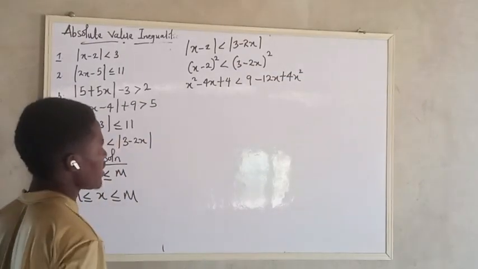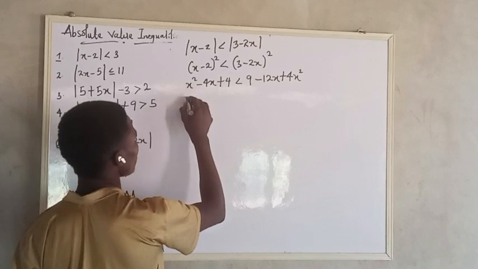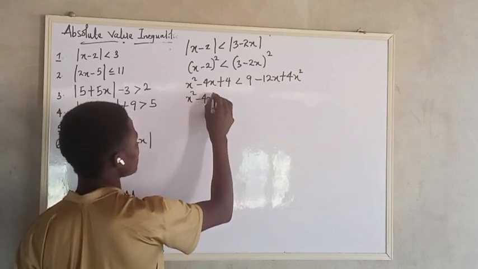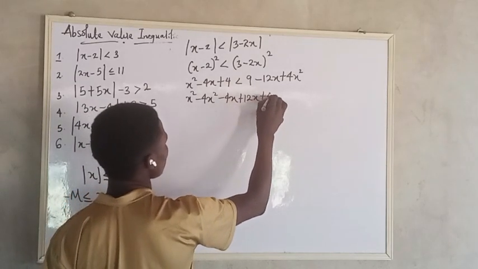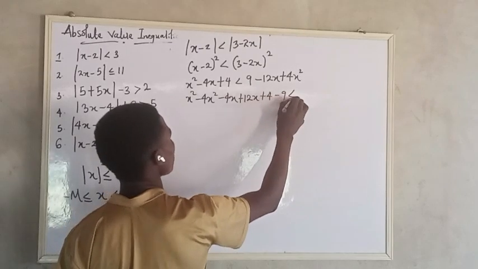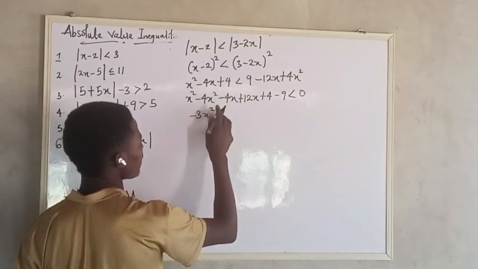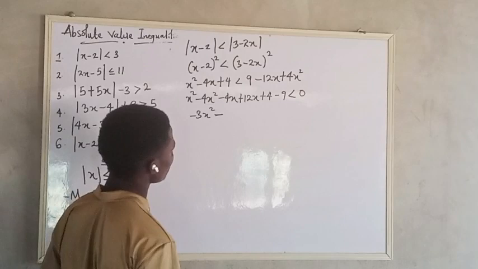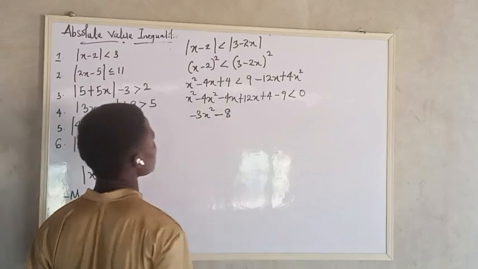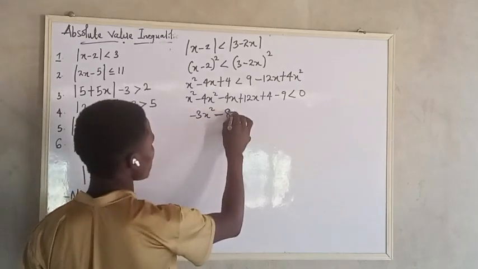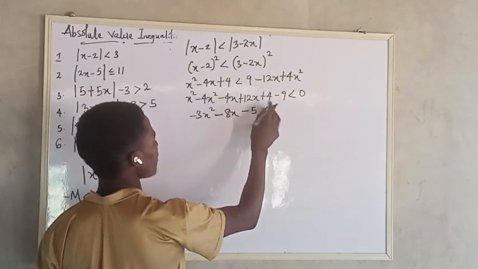Alright, so that's what we are going to have there. If you collect like terms now, you are going to have x squared minus 4x squared, minus 4x plus 12x, plus 4 minus 9 less than 0. So this will give you minus 3x squared. Then minus 4x plus 12x will give us 8x. Then this and this will give us what? Minus 5 less than 0.